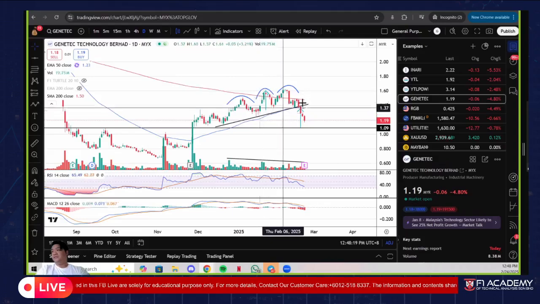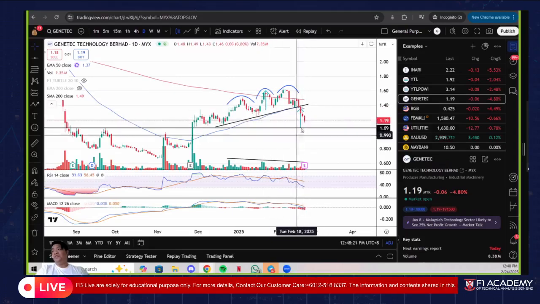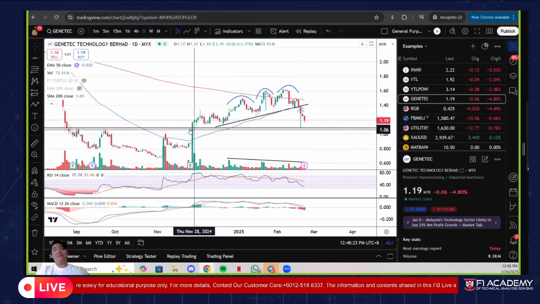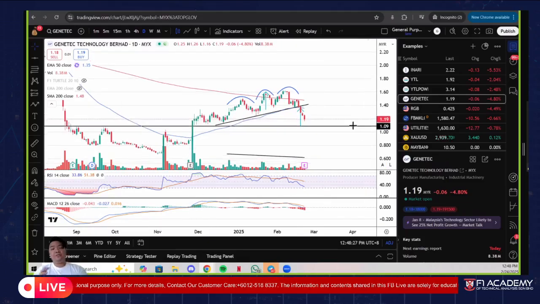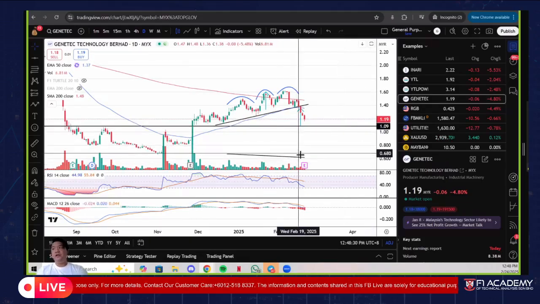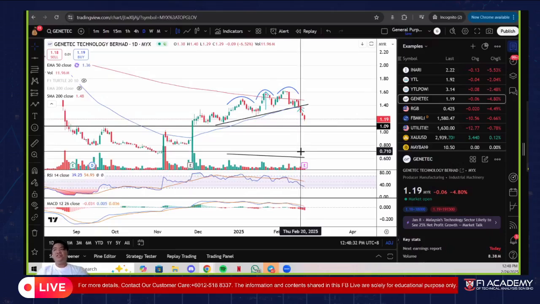You can see that. It doesn't always line up beautifully, but this is a really good, classic textbook example to show you head and shoulders. So these are all bearish chart patterns. There's more, but I'm not going to go into detail about that right now because that's not the purpose of this.